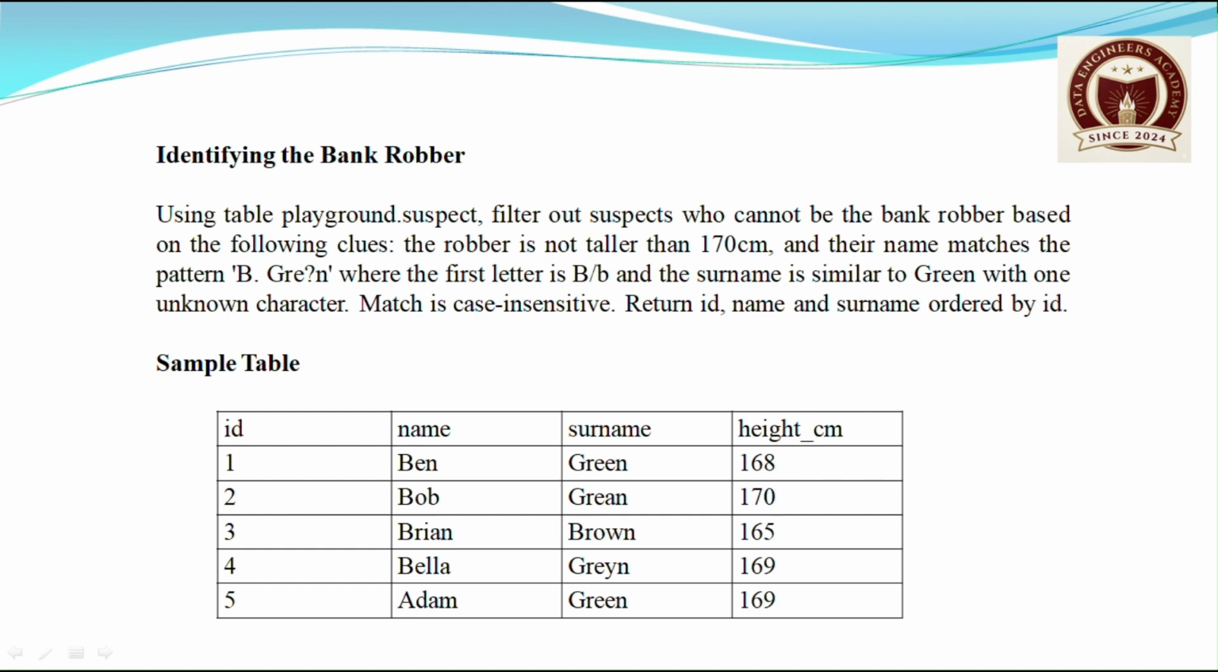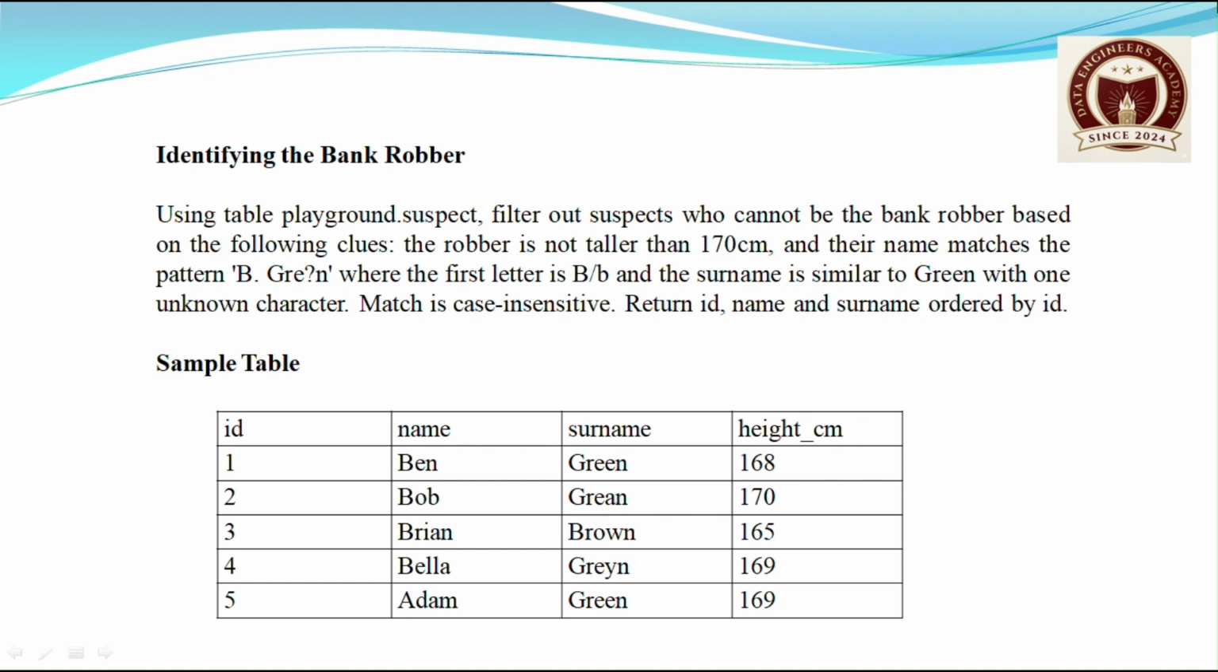The robber's surname is similar to the word Green, but with exactly one letter changed. So instead of just looking for the exact word Green, we need to look for any surname that follows the same pattern, where only one character in the middle is different, like Green or Grain.